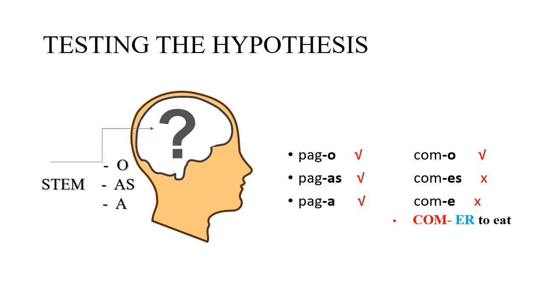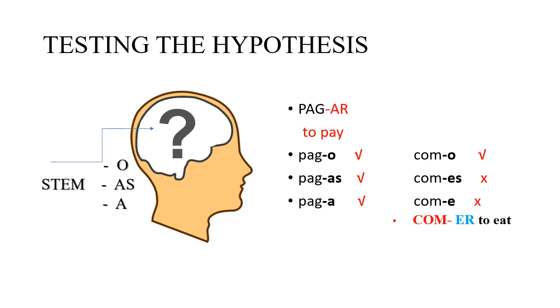But notice that in the case of comer, we are getting the wrong forms, because the speaker would say como, comes, come. It doesn't say como, comas, coma. So we are getting the wrong result in this case. Now, we need to explain what's happening.